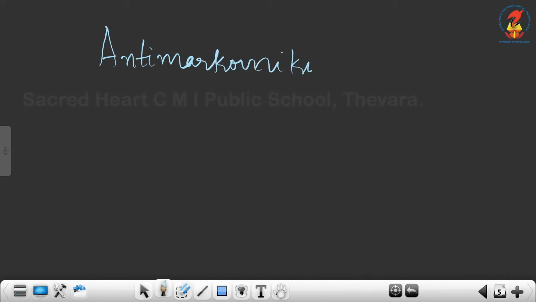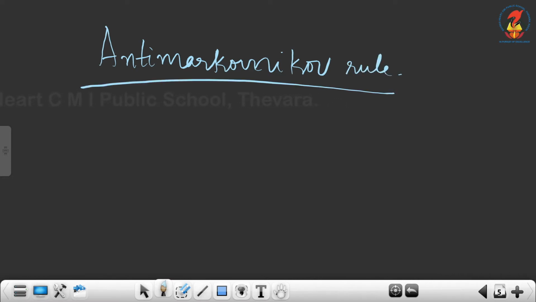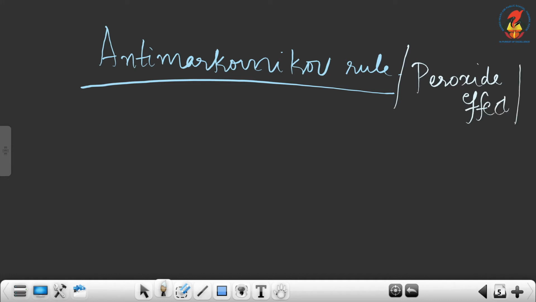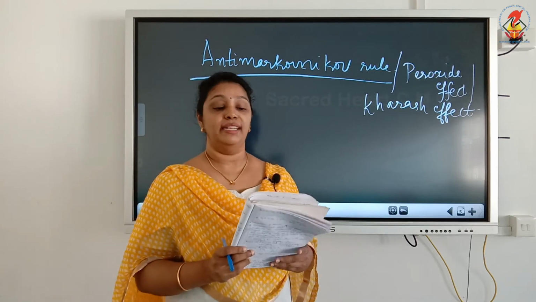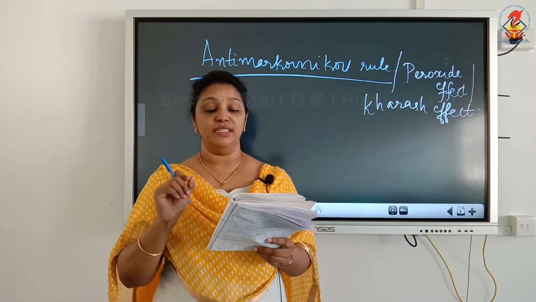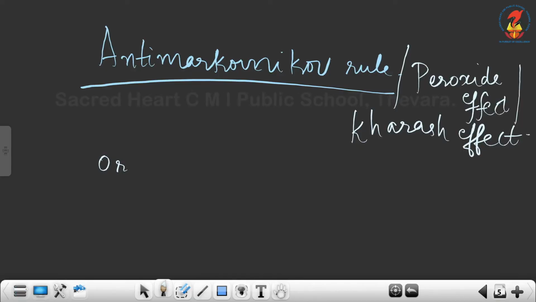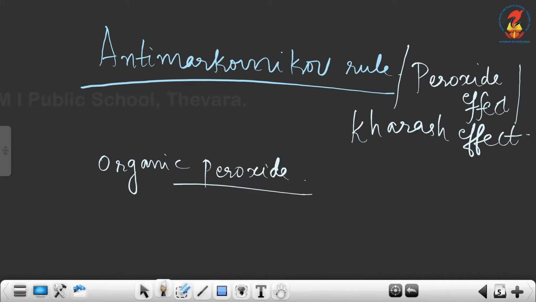AntiMarkovnikov rule. Now, what is AntiMarkovnikov rule? Now, there is another name for this AntiMarkovnikov rule. It's also called peroxide effect or Kharasch effect. All the three mean the same. Now, what is AntiMarkovnikov rule? In the presence of organic peroxide, so AntiMarkovnikov rule takes place in the presence of organic peroxide.